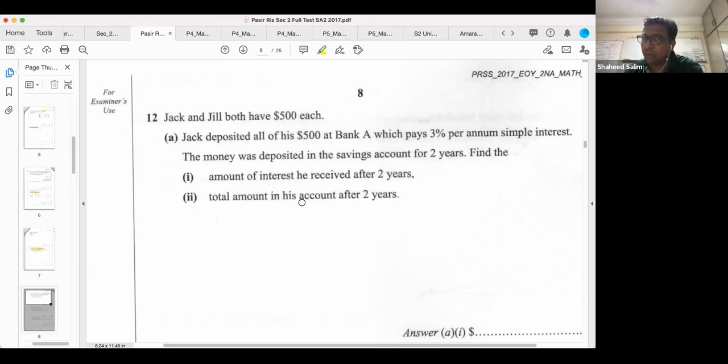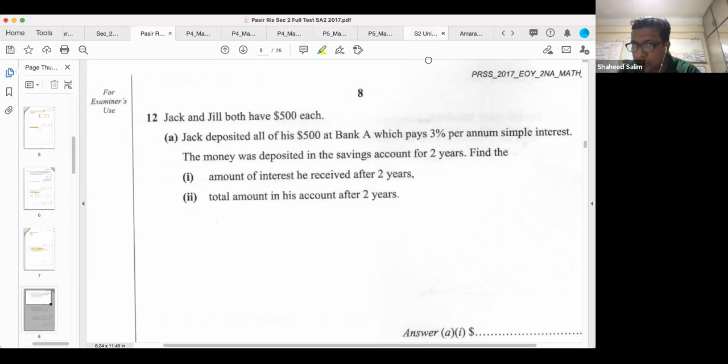Why? Because after year 1, you have more money in the bank now. You don't only have 500, you got slightly more. So you find interest after 1 year first. Then add the interest to the principal, or you do the first one first. Can you find after 1 year, how much interest does he have? You understand what I'm saying? No?